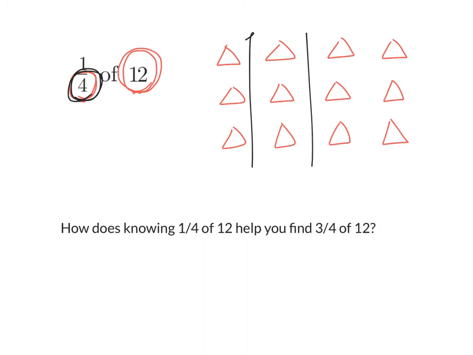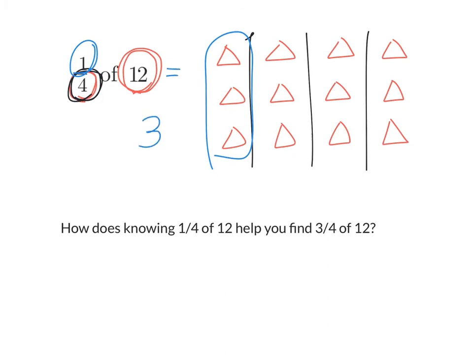So now, if I draw those lines, do you see how now I have 4 equal groups? Yeah. Very good. How many groups of those groups are we trying to find? 1. Because my numerator is telling me I'm trying to find 1/4. So this is 1/4. Do you agree? Yeah. So how many are in 1/4? 3. So 1/4 of 12 is equal to 3.